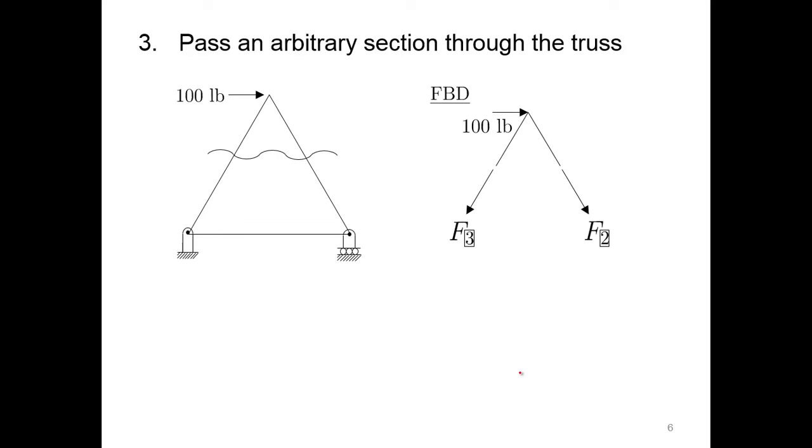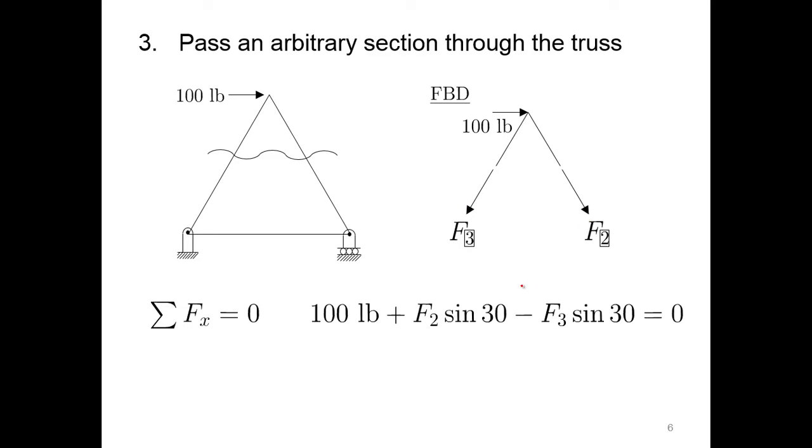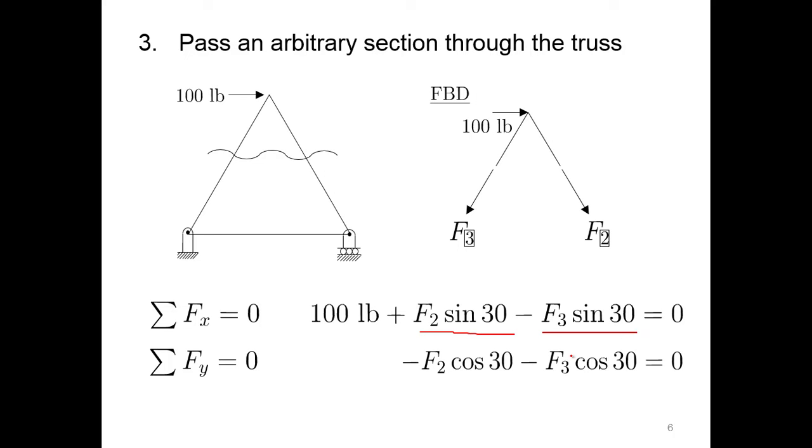All right, another option we have for verifying the results is number 3, pass an arbitrary section through the truss and analyze that. Right, so we've got the 100 pounds at the top here. We draw an FBD. We've got the 100 pounds, and we've got the force in element 3 and force in element 2. Do the sum of forces in the x, and we can include the sine components of our two forces. Sum of the forces in the y, and we just have the y components of our two forces and the cosine of those. And if we need to, we could use the sum of the moments about a node to solve for that, but we have two equations, two unknowns in this case, so that would be done.